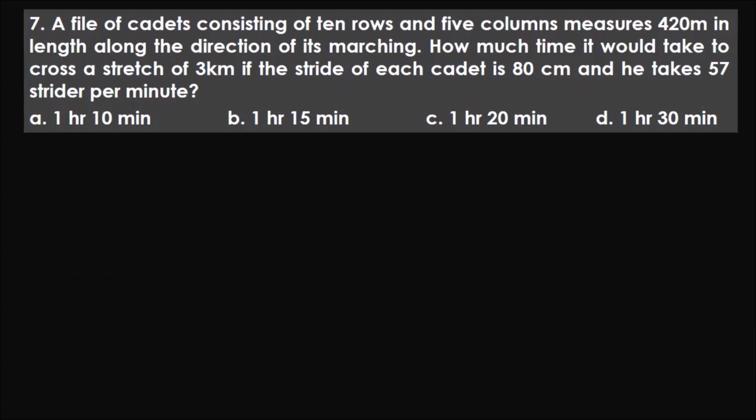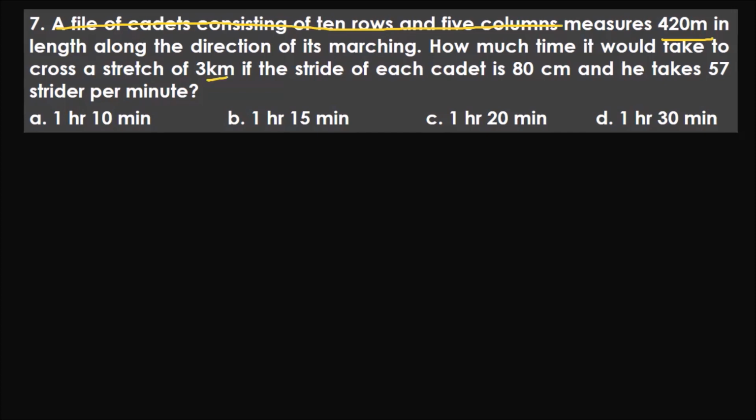Okay, this question actually is filled with a lot of nonsensical information which you actually do not need. This question will test your English comprehension skills. So I'll go very slow with this. Let's start. A file of cadets consisting of 10 rows and 5 columns. This entire thing is absolutely useless. Measures 420 meters. This is important. In length along the direction of its marching. Okay. How much time it would take to cross a stretch of 3 kilometers.